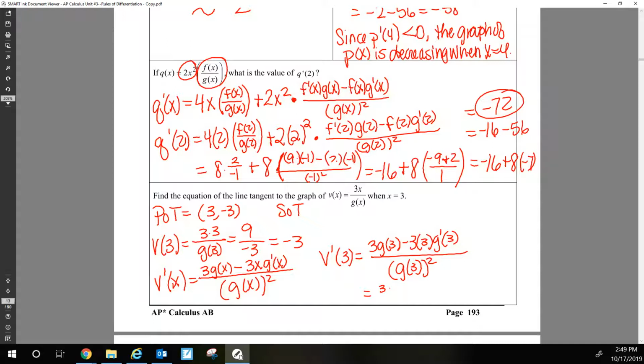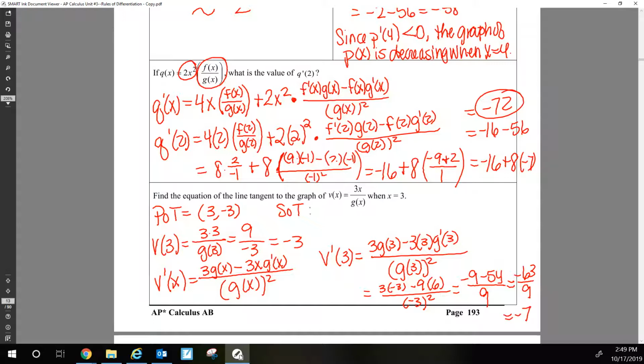So this is 3. G of 3 is negative 3. Minus 3 times 3 is 9. Derivative of g at 3 is 6. G of 3 is negative 3 squared. Lots of 3 things in here. All right, 3 times negative 3 is negative 9. Negative 9 times 6 is negative 54. Negative 3 squared is 9. I see lots of 9s now. Negative 9 minus 54 would be negative 63. Divided by 9 would be negative 7.